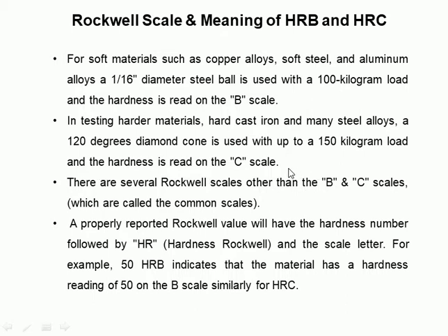This is the difference in Rockwell scale, that is B scale and C scale. There are several Rockwell scales other than the B and C scale, which are called the common scale. A properly reported Rockwell value will have the hardness number followed by HR and the scale letter. For example, 50 HRB indicates that the material has a hardness reading of 50 on a B scale.